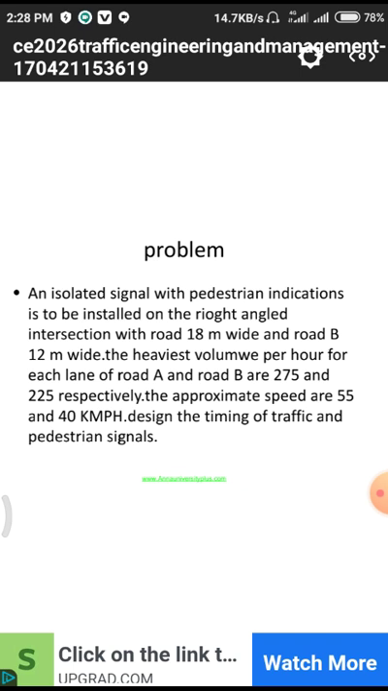So here we are having an isolated road. That means isolated means both are nearly equal. The width of the road is 18 meters for road A and 12 meters for road B. According to the road width, we are having some density of the particular road, that means density in terms of vehicles: 275 for 18 meters and 225 for this 12 meters. Approximate speed of the vehicle is 55 and 40 kmph. According to this data, we need to use all of this data and design the time required for the pedestrians.